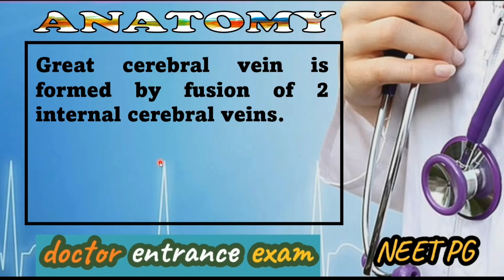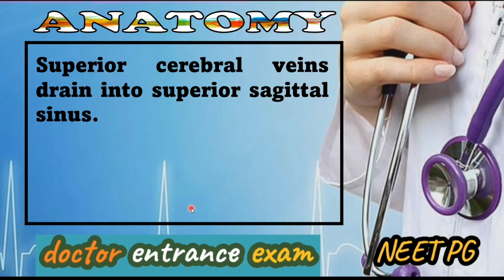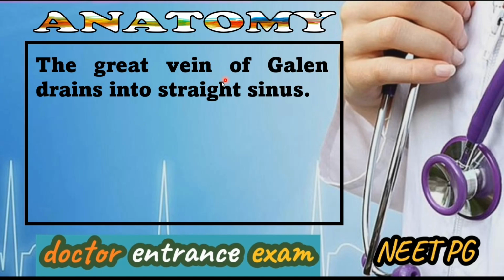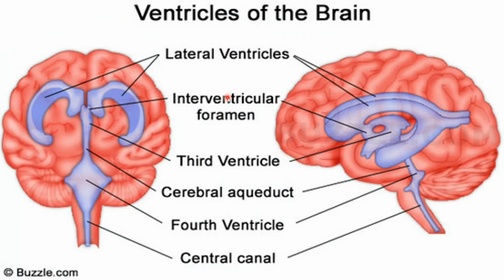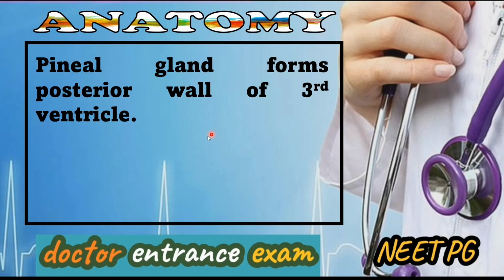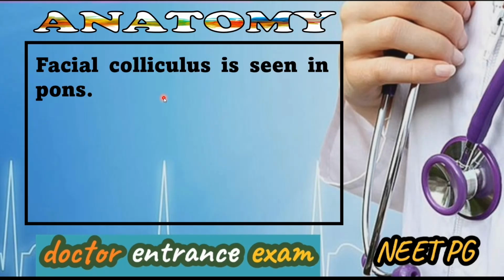Great cerebral vein is formed by fusion of two internal cerebral veins. Superior cerebral vein drains into the superior sagittal sinus. The great vein of Galen drains into the straight sinus. Ventricles of brain. This is the brain, lateral ventricle, interventricular foramen, third ventricle, cerebral aqueduct, fourth ventricle, central canal. Pineal gland forms the posterior wall of the third ventricle. Facial colliculus is seen in pons.